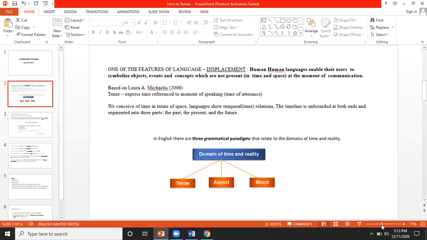So based on Laura A. Michaelis, tense refers to the time of utterance or moment of speaking. In linguistics, time is conceived in terms of space, as shown by the language we use to talk about temporal relations. We habitually speak of stretching out or compressing an activity or heading toward the future, returning to the past, etc. So the timeline is a line unbounded at both ends and segmented into three parts: past, present, and future.